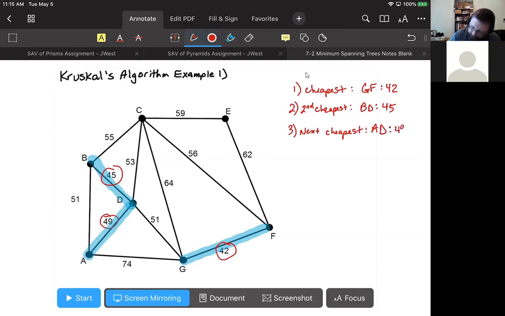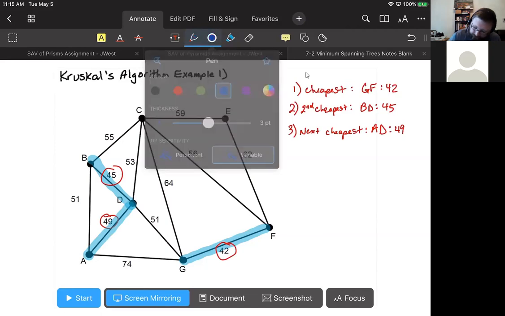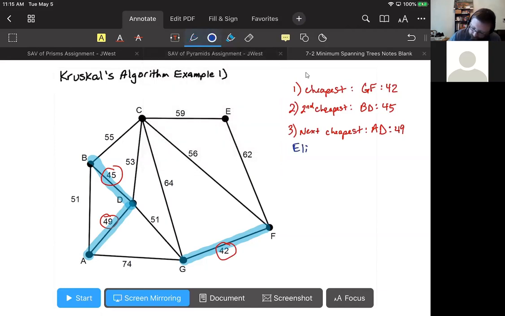For 49. Now, if we look at what we've got, that will eliminate this 51 because that would close a circuit. Okay, and we can't have that. We can't have any circuits formed. So we can no longer worry about that 51. It cannot be picked. So we go on and we pick the next cheapest edge in the entire graph.